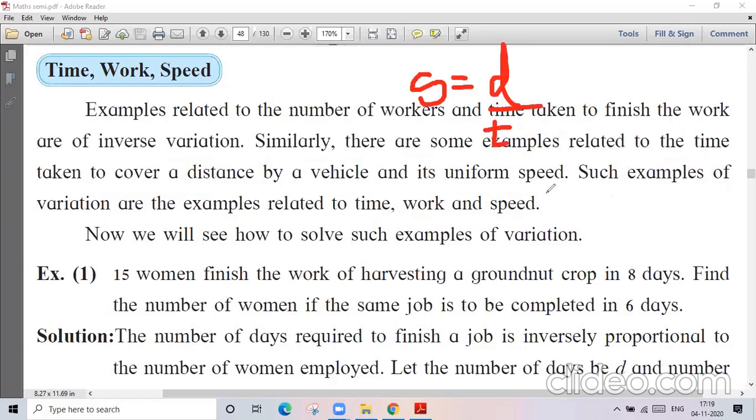Look, whenever you travel by a vehicle, when you travel by car, or whenever you travel by a bike, there is a speedometer in front of it. Have you seen that speedometer? There it is written 0, 10, 20, 30, 40, 50, 60. That is the speed of the vehicle, right?